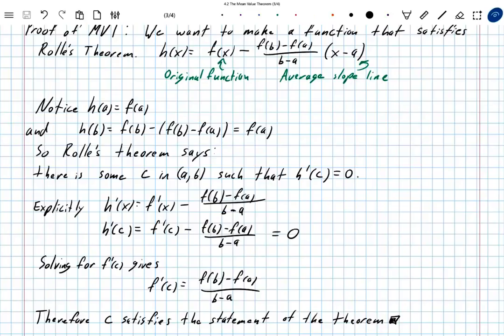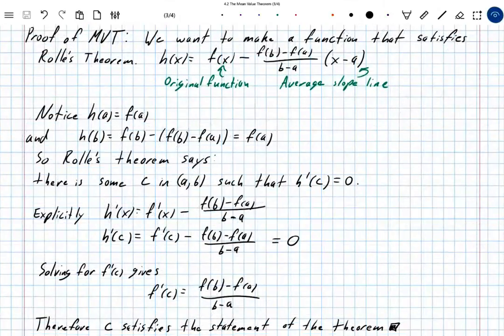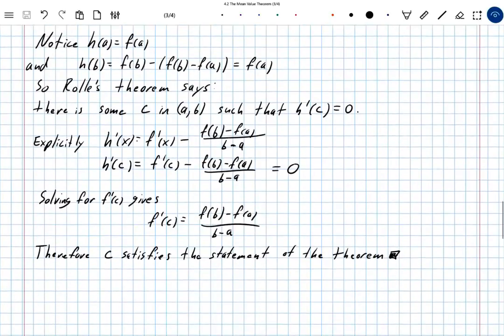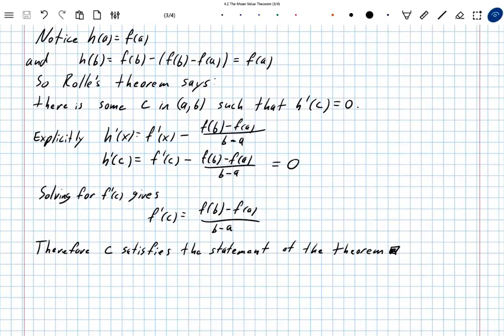Next up, we want to actually plug that in. So the derivative of h, we can actually compute. And if I do it and I clean it up just a little bit, I just get f prime minus this constant here, which is just the slope of that line. But now let's plug in that magic c. If I plug in that magic c, I get this expression, remembering that this whole f of b minus f of a over b minus a is just a constant, so plugging in c does nothing. And that should equal 0 by Rolle's theorem. But now we just solve. And lo and behold, what we get out is the result from the mean value theorem.